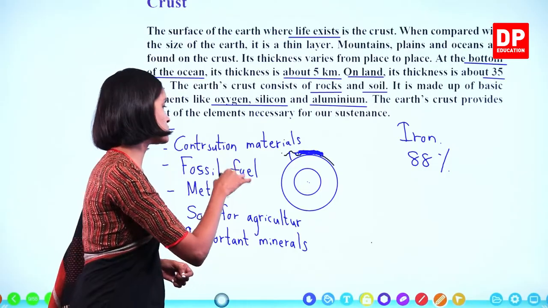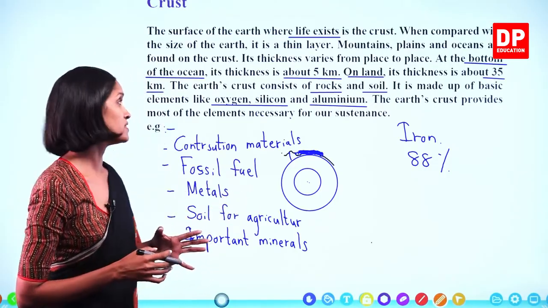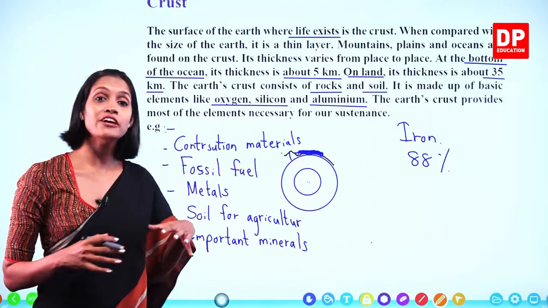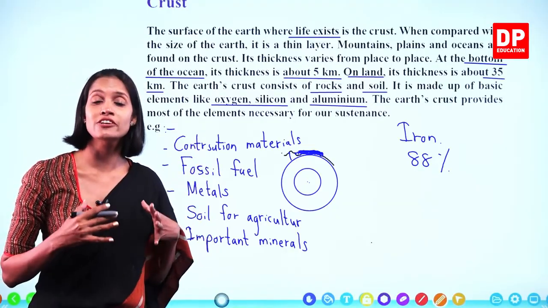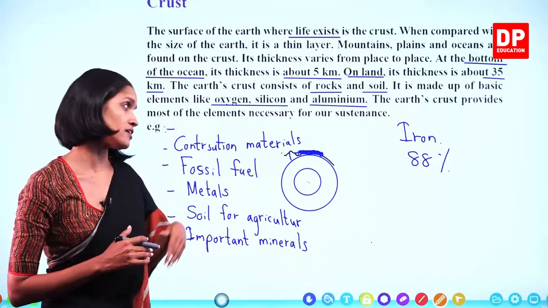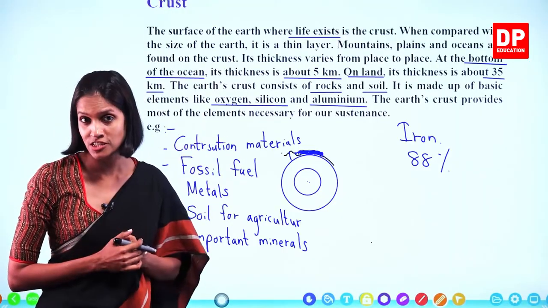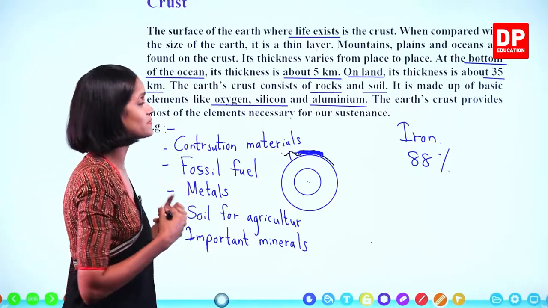Right, children? Those type of things are provided by the crust. Therefore, the crust where we are living on the earth is very, very important for us because there are so many natural resources provided by the crust. Okay, we'll move on to the next.